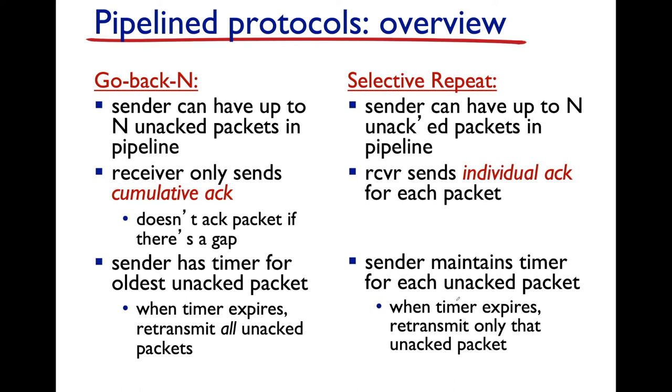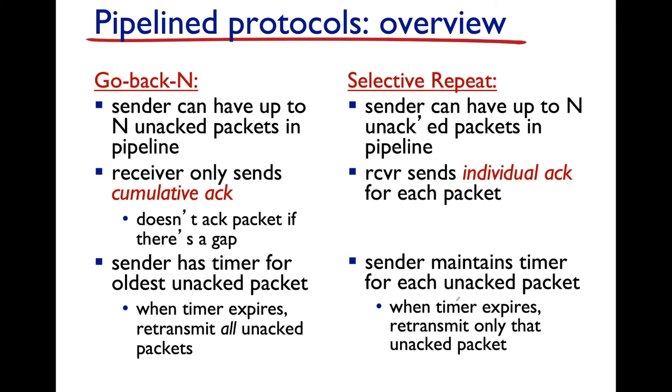And so Selective Repeat is a little bit different. Selective Repeat is going to have N unacknowledged packets, but we're going to have a timer for each individual packet. We contrast that with the timer for Go-Back-N. When that timer expires for Go-Back-N, it resends all of the unacknowledged packets in that window of size N. Whereas Selective Repeat will individually acknowledge each packet. And because you acknowledge each packet individually, you have a timer associated with each one. Therefore, you're going to need more timer resources for Selective Repeat.